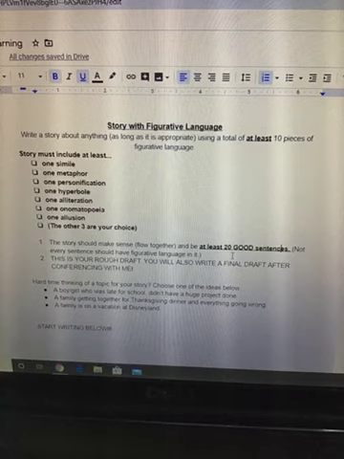The story needs to make sense, it should flow together, and it needs to be at least 20 good sentences. Not every sentence should have figurative language in it. I'm going to say that again. Not every sentence should have figurative language in it. This is your rough draft. We're going to write it on Google Docs.